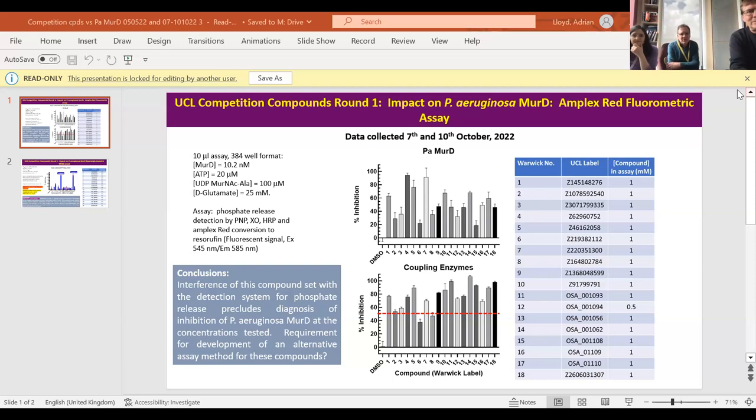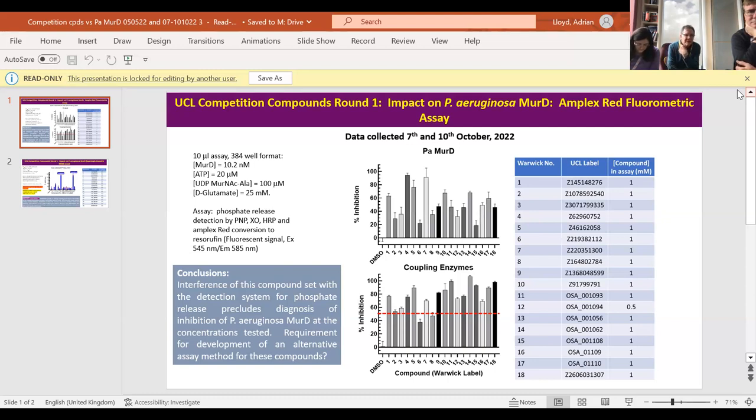So we got sent last year a variety of compounds that were the basis of a competition that UCL held, in order to generate novel inhibitors of MERD, and we screened them using the fluorescent assay that we've been using thus far. And what became fairly apparent is that on the face of it, a large number of these compounds were actually active. However, when we reanalyzed it in more detail and we looked at the coupling enzymes, which we use to detect the products of the MERD reaction, we found that the coupling system, the detection system, was also subject to marked inhibition by these compounds.